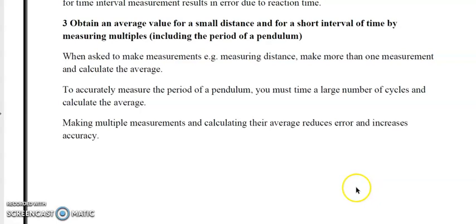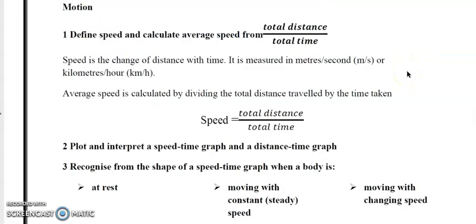So to accurately measure the period of a pendulum, you must time a large number of cycles and calculate the average. This is an approach again that we use in science, and you need to be aware of this approach. Right, we also have a topic called motion.